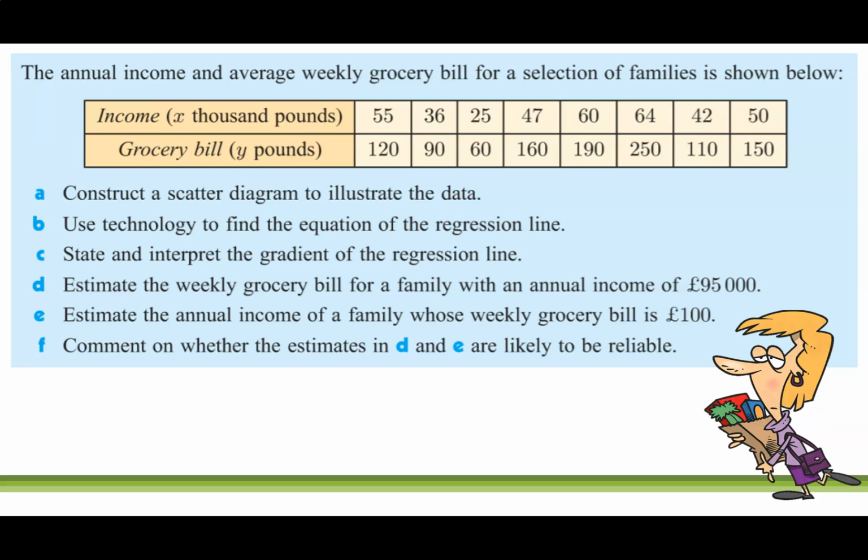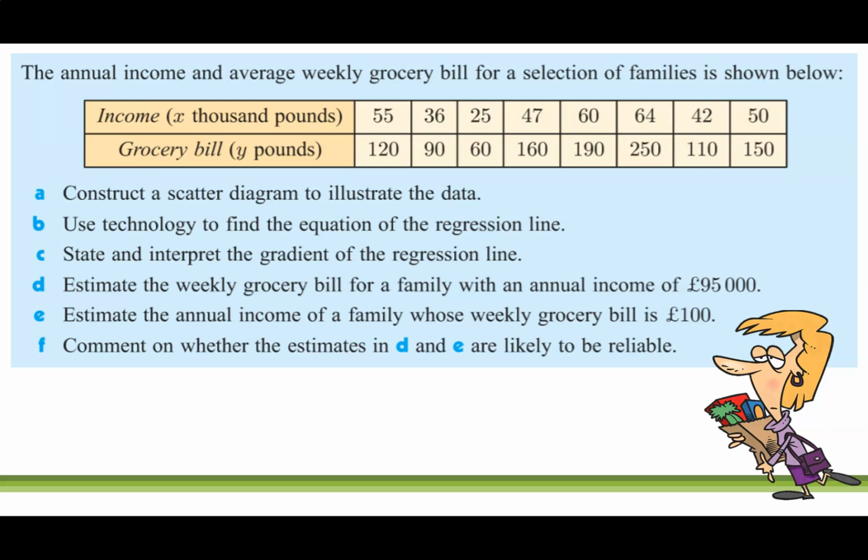So we're just going to do one problem today. I want you to get working on this yourself. Annual income and average weekly grocery bill for a selection of families is shown. Okay, so I'm guessing that families that are more affluent can and will probably spend more on their groceries. I'm not sure about that, but that's where I think this is probably going.